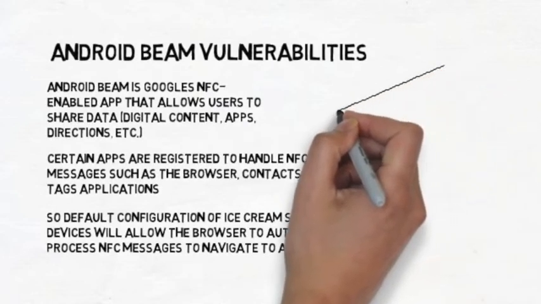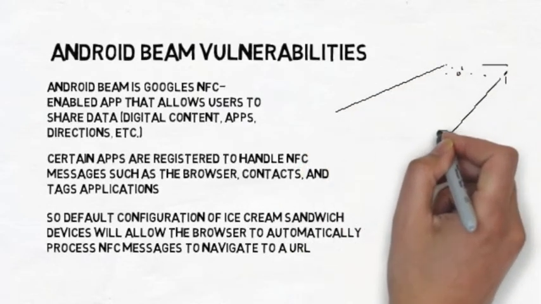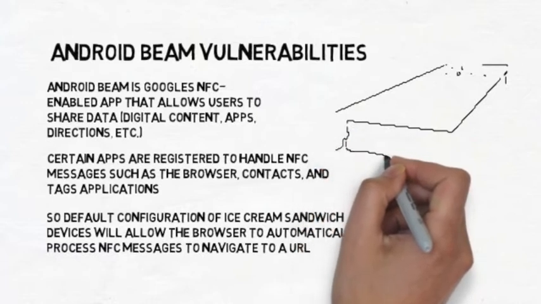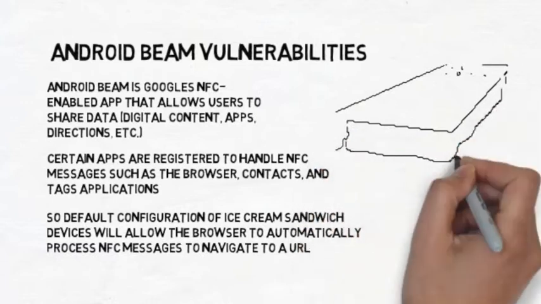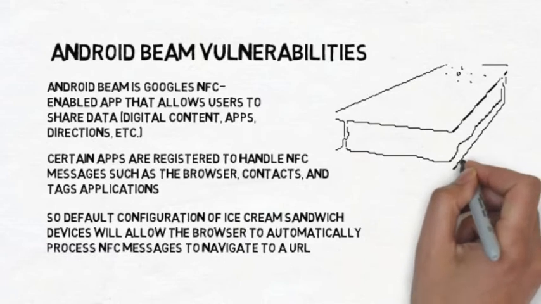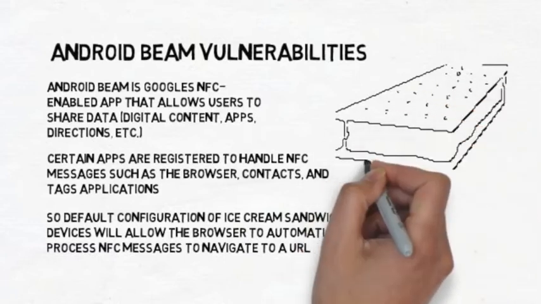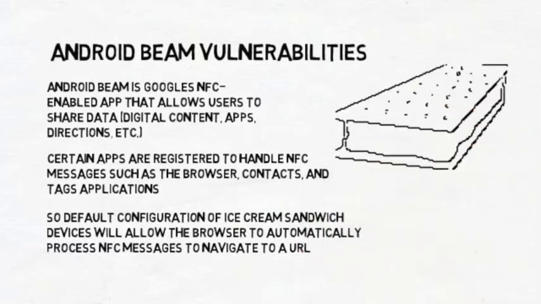Android Beam is Google's NFC-enabled app that allows users to share data like digital content, applications, or something as simple as directions. Certain apps are already registered to handle NFC messages, such as the browser app, the contacts app, and various tags applications like Google Wallet. So, default configurations of Ice Cream Sandwich devices will allow the browser to automatically process NFC messages to navigate to a URL.